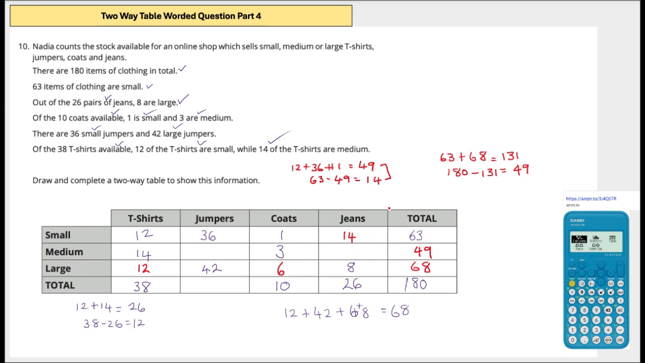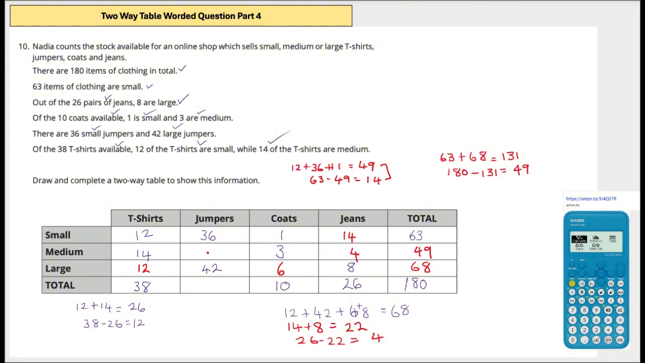So let's go for genes, medium genes here. So that's nice and easy. 14 plus 8 is going to be 22. 26, subtract 22 equals 4. So that's 4. So that's all filled in. Let's go for the next one.